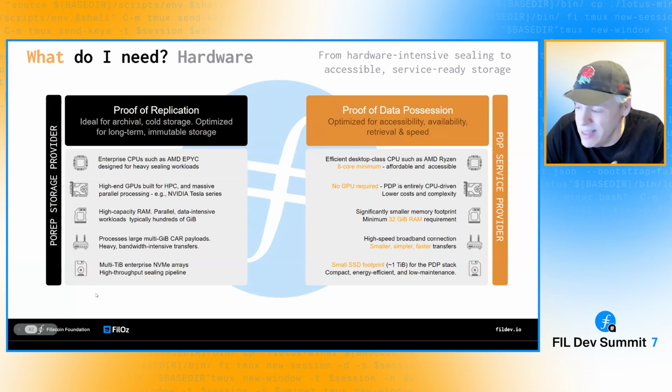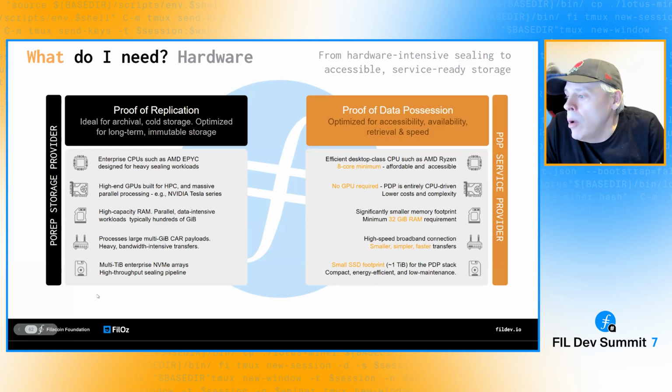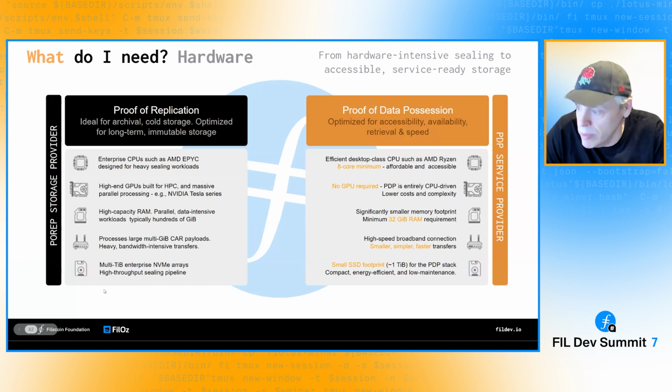One of my POREP miners has a terabyte of RAM, to process large multi-gigabyte car payloads. So you're talking about heavy bandwidth, relentless, always on downloading of big 32, 64 gigabyte files. Very bandwidth intensive and really takes up a lot of internet bandwidth. And in terms of SSDs and fast storage, you're looking at multi-terabytes of enterprise NVMe grade arrays with a high throughput sealing pipeline.